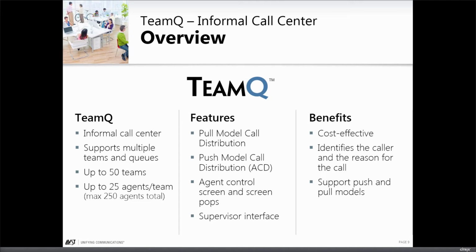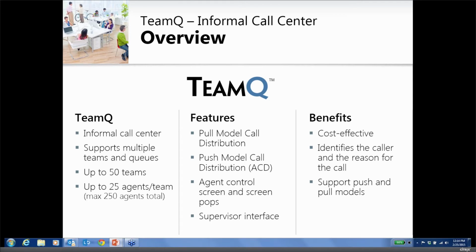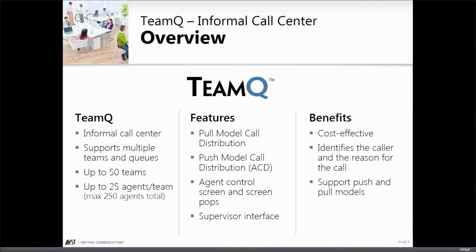This is not designed for 1,000 agents sitting in a room with a computer in front of them. This is designed for smaller work groups, more of the informal call center type of a model. Now, as calls come into this, we can work in a traditional model where the call is pushed out automatically to the next person, and that's pretty ideal for groups where the people have essentially the same skill sets and are providing the same types of information.